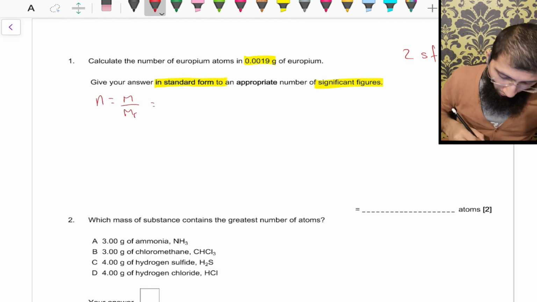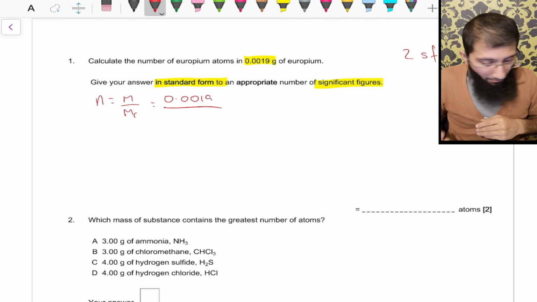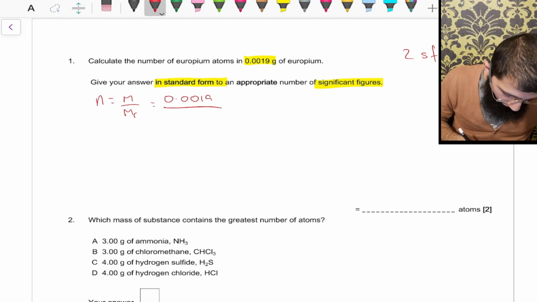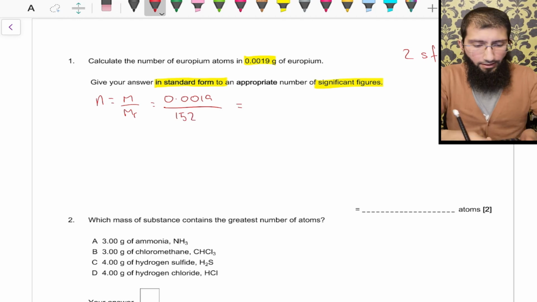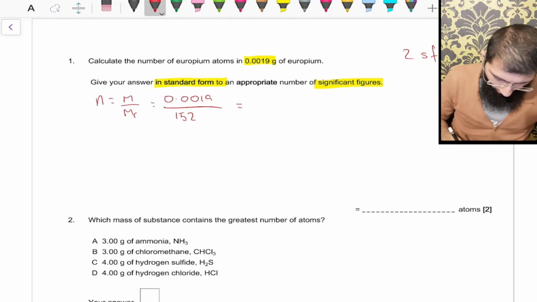Now I'm simply going to substitute the information. I know the mass is 0.0019. I'm going to divide it by the Mr. The Mr of europium, if I have a look on the periodic table, is 152. That is the relative atomic mass. I'm going to stick that into a calculator. We'll see what we get. So 0.0019 divided by 152, and we end up with 1.25 times 10 to the minus 5.